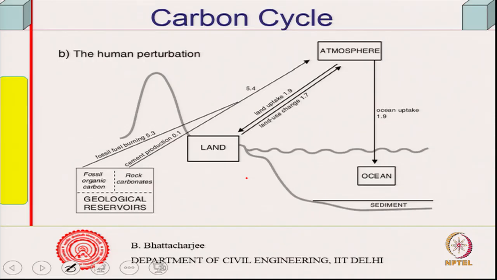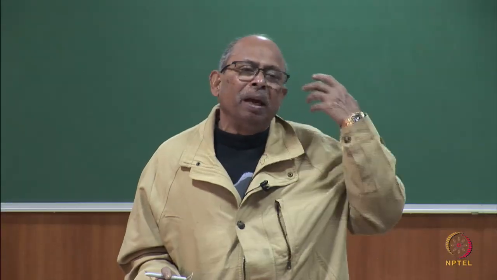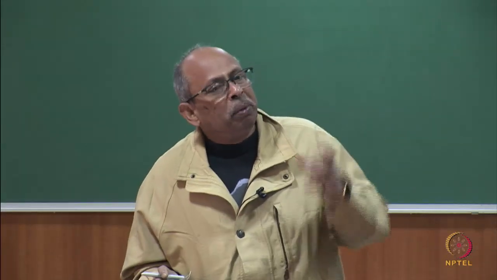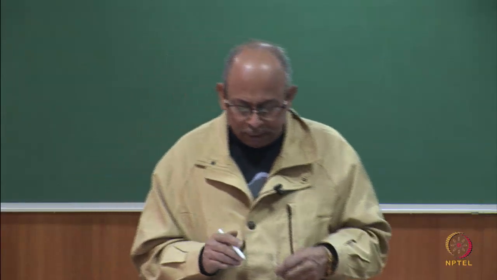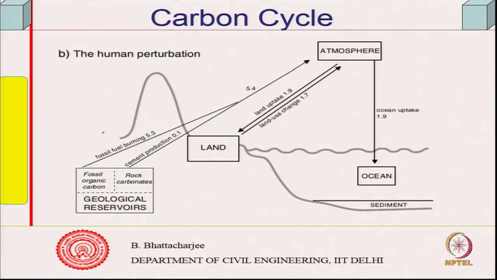If you see this, nature would have maintained the balance, and that must have been happening in earlier days when the population was small and the consumption rate was low, autos were not there and things like that. Now human perturbation causes excess carbon dioxide to occur.